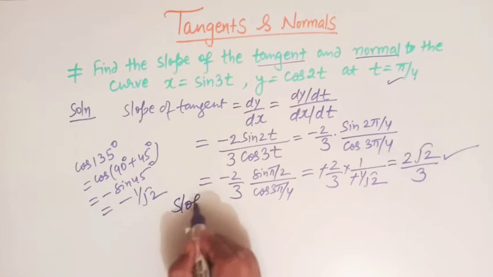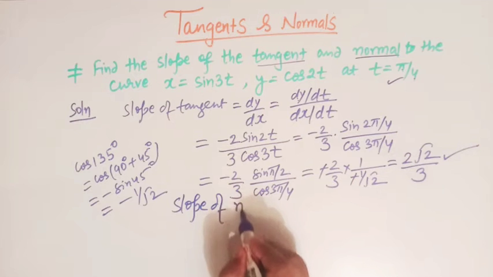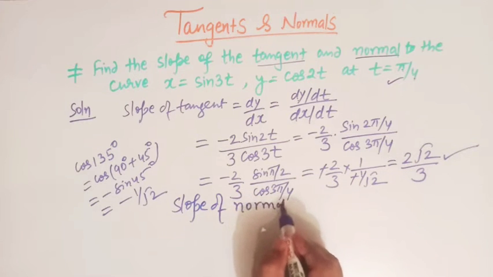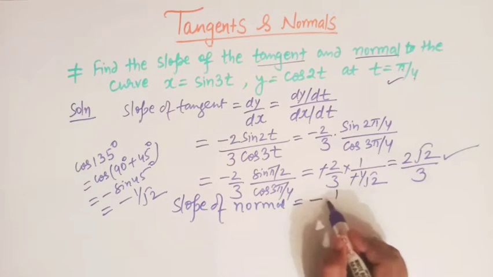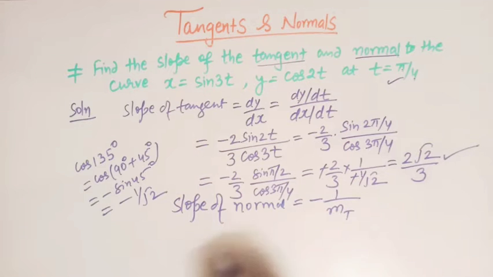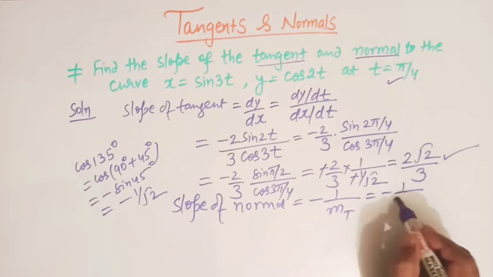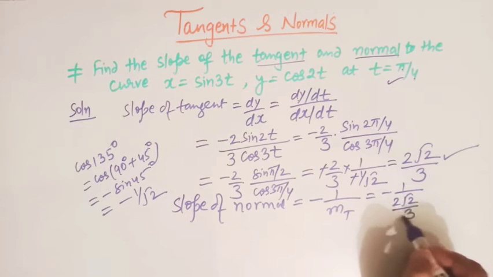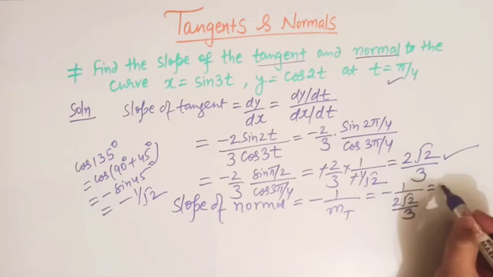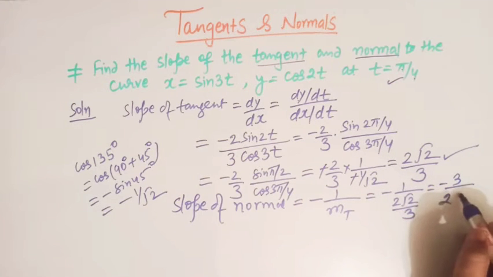Now the slope of normal is equal to negative of the reciprocal of the slope of tangent. So here we have minus 1 divided by 2 root 2 by 3, and taking 3 to the numerator, we have minus 3 divided by 2 root 2. Clear?